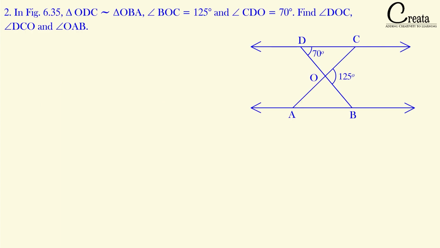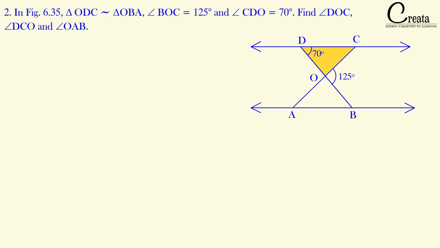In figure 6.35, triangle ODC is similar to triangle OBA. Angle BOC is 125 degree and angle CDO is equal to 70 degree. Find angle DOC, angle DCO and angle OAB. So let's observe the figure. Here we are having two triangles.